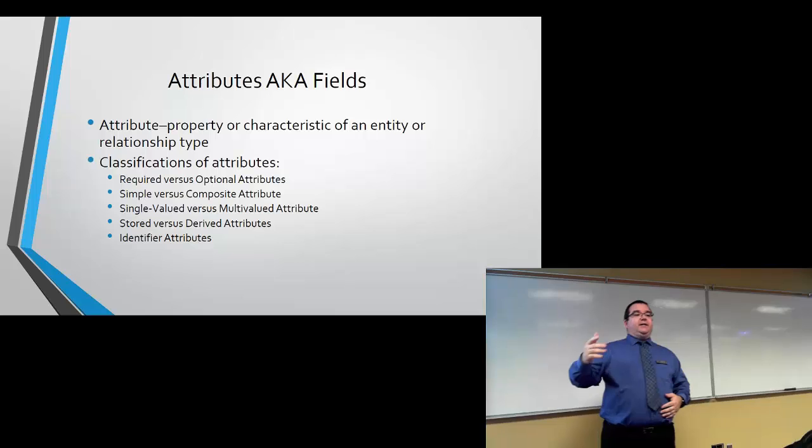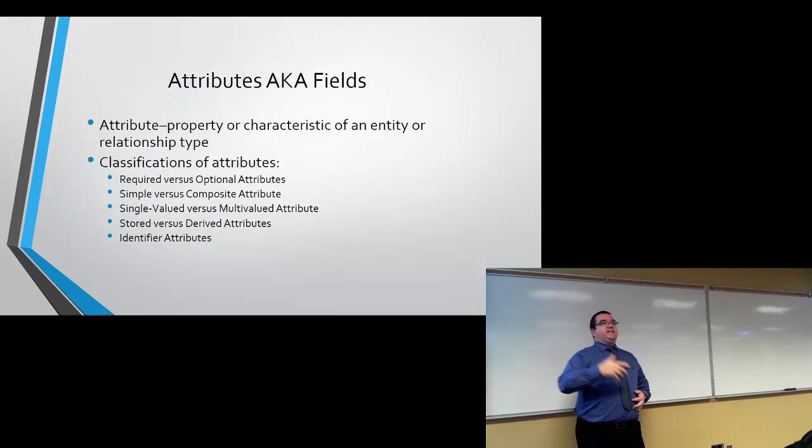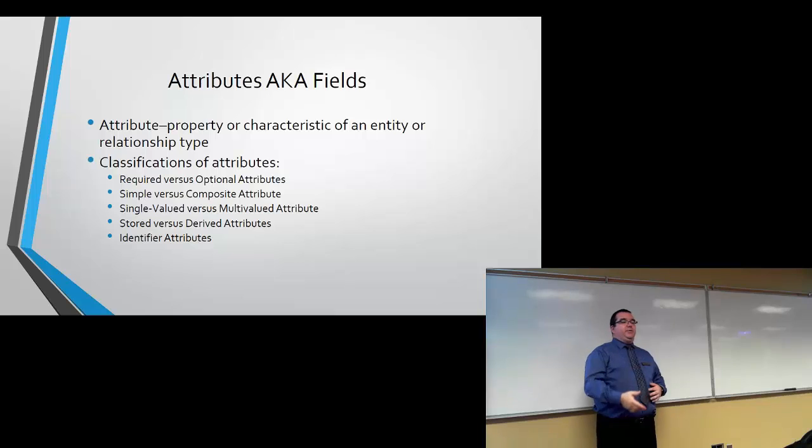And then there's single valued versus multi-valued attributes. In other words, this attribute can only have one value, or this attribute can get its value from a list. A good example of a multi-valued attribute is a reference table. It gets its value from a list somewhere else. It can have more than one value applied to it.